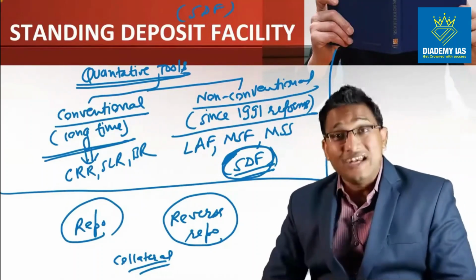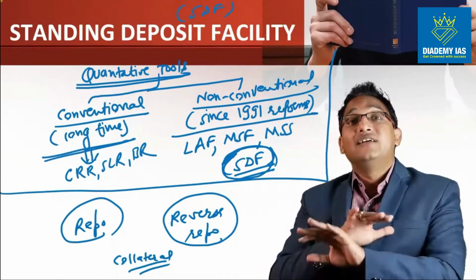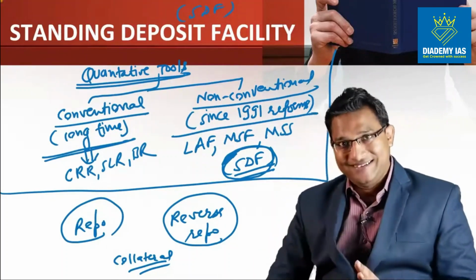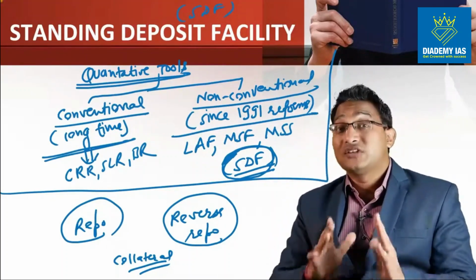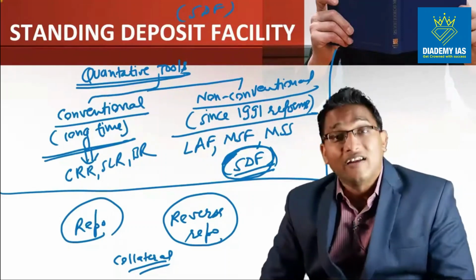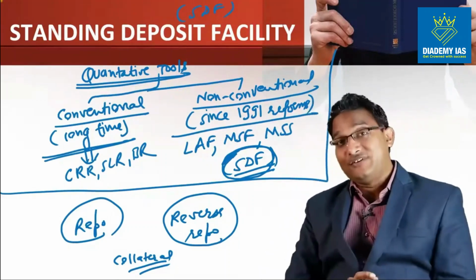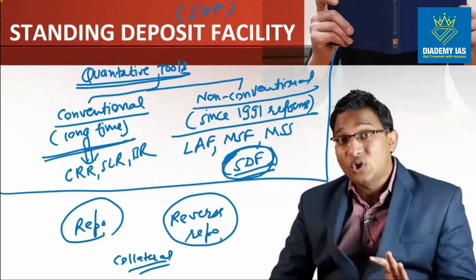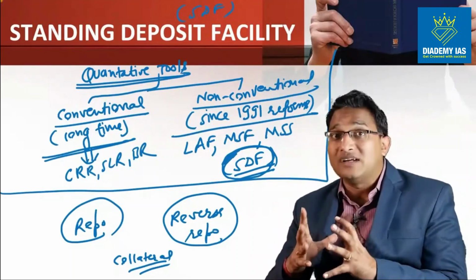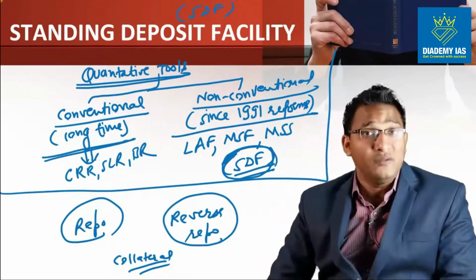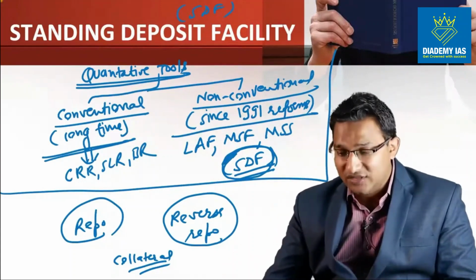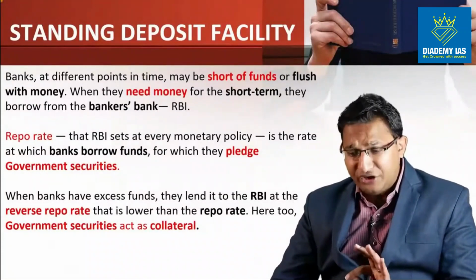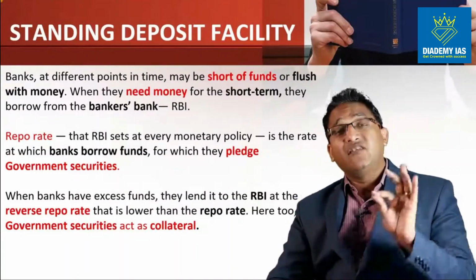In the standing deposit facility, we are saying that in certain situations, there will be no need of collateral. So this is the only difference between the repo or reverse repo and the SDF. The main thing about the SDF is that there will be no collateral, so that the collateral does not become a constraining factor in the liquidity management. So this is the primary thing that has to be seen. So just read this, take 30 seconds and then we will discuss this.